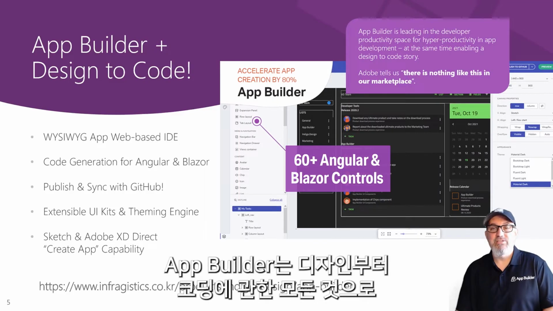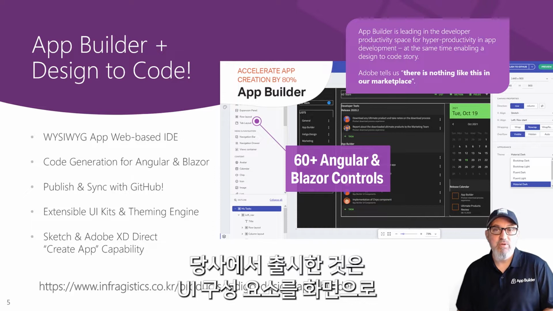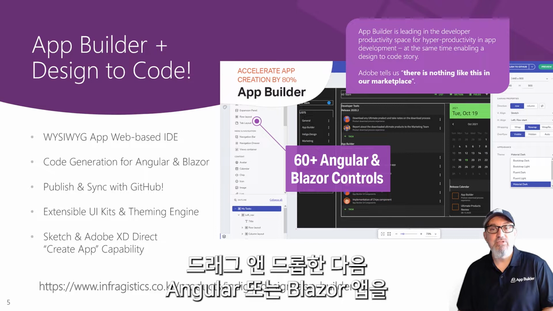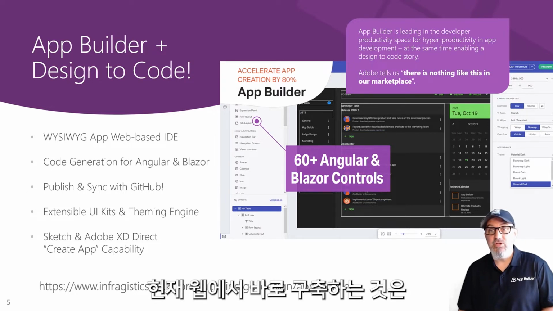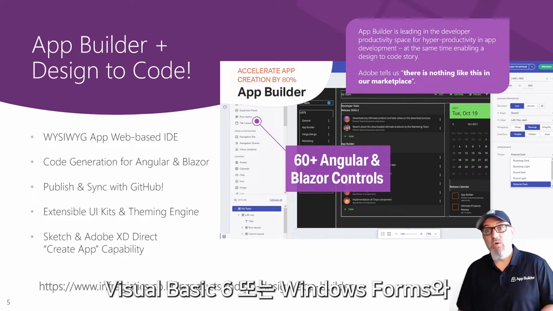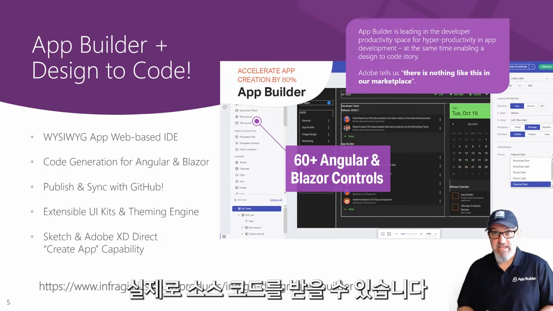The App Builder is all about design to code and helping you create your applications faster. What we've done is we've built a WYSIWYG IDE in the cloud that allows you to drag and drop UI components onto the screen and then generate Angular or Blazor apps. So this is something that you really don't get with the web today. It's more like what you would get with Visual Basic 6 or Windows Forms, where you can drag and drop controls, design a screen, and then you're actually getting source code with that.